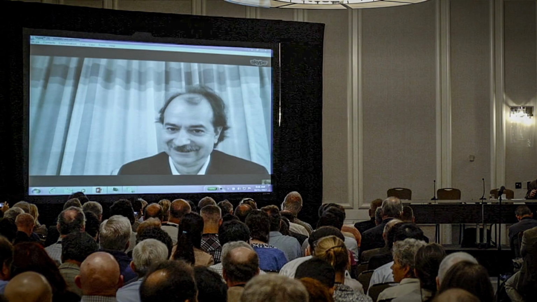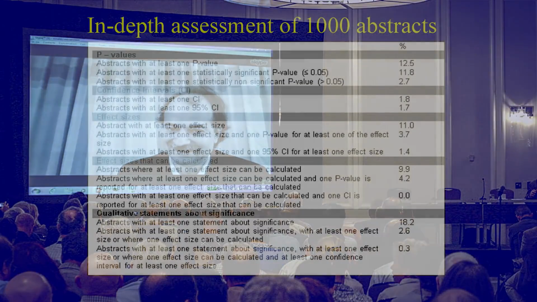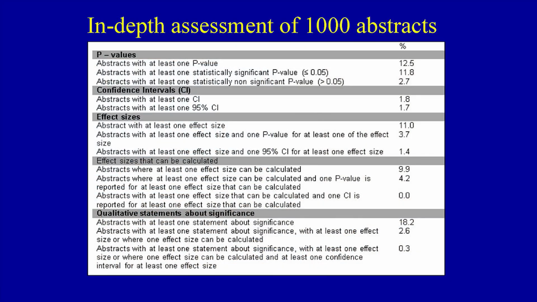How about other ways of making inferences? How often are these used? This is looking at an in-depth assessment of 1,000 abstracts from random selection of the biomedical literature. If you focus on use of confidence intervals, abstracts with at least one confidence interval are just 1.8% of the total. Clearly, very, very low. Effect sizes, 11%, a bit less than p-values. There's a few more situations where effect sizes can be calculated, but clearly the dominant inference tool, even for making conclusions, which is very, very risky, is p-values.